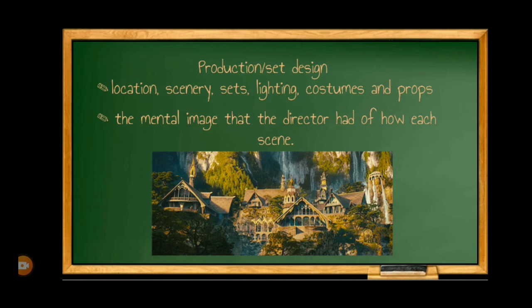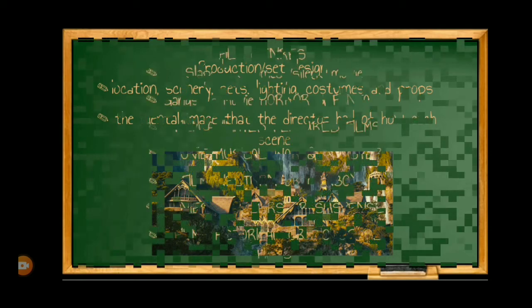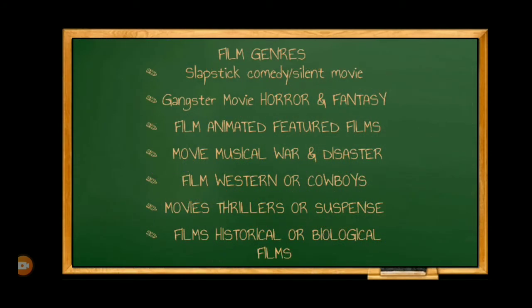Production and set design: location, scenery, sets, lighting, costumes, and props. This is the mental image that the director had, or how it is seen. And the film genres: slapstick, comedy, silent movie, gangster movie, horror and fantasy, animated feature films, movie musical, war and disaster films, western or cowboy movies, thrillers or suspense, and historical or biographical films.